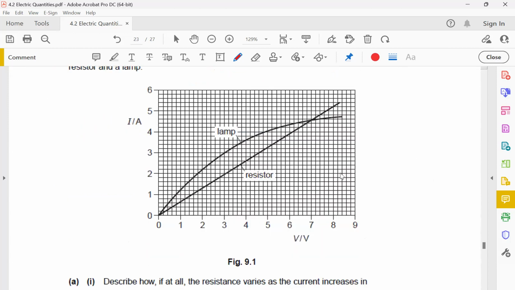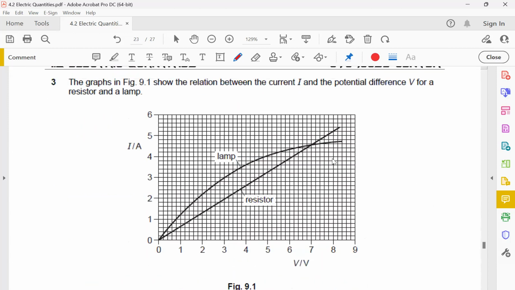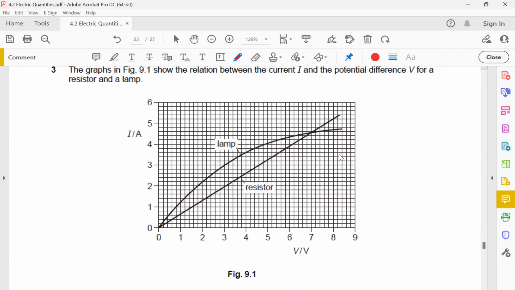This next question is a relatively easy question, but first things first is I want to ask guys, does this lamp have increasing resistance or does it have decreasing resistance? Alvin, what do you think? Does this lamp have increasing resistance or decreasing resistance, and why? Increasing or decreasing, and why? Increasing. Good. Why?